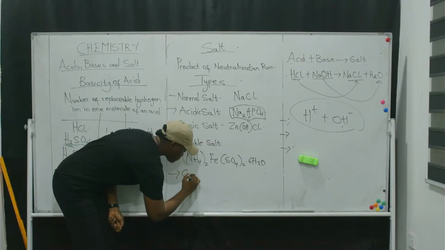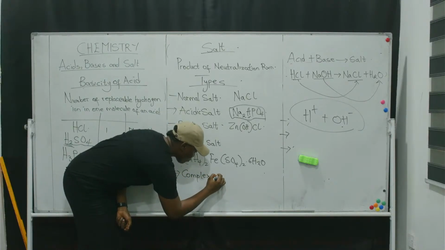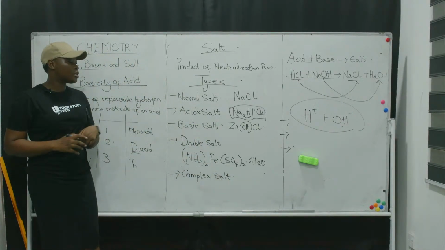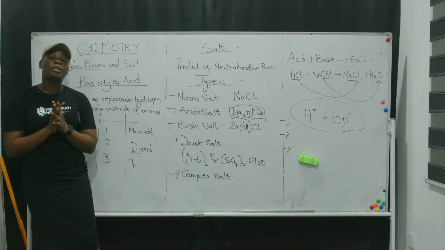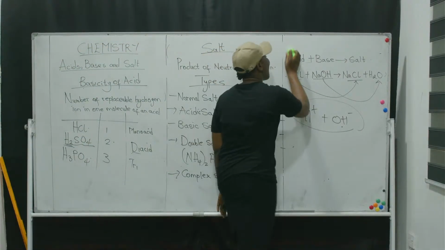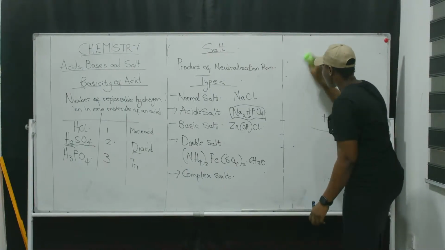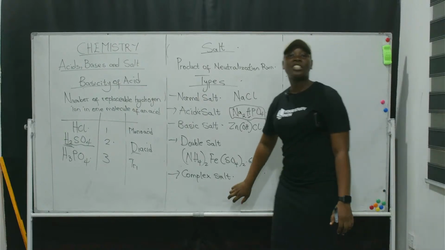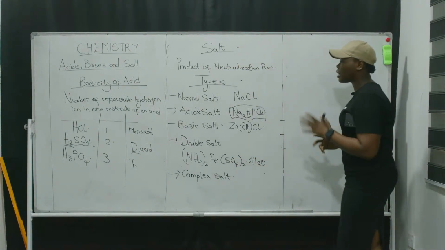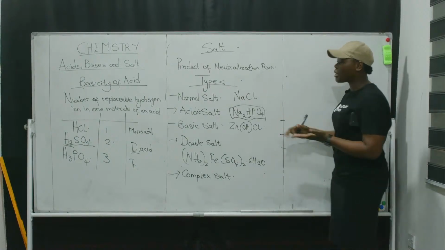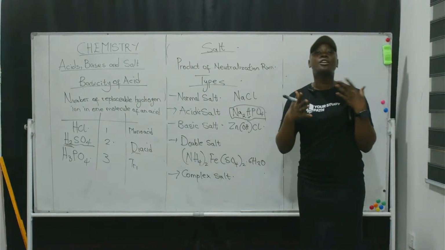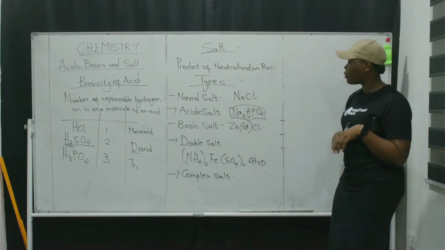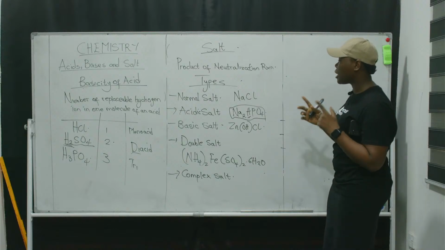Complex salt. Complex salt would be salt that has a complex ion. And we've talked about ions in this class. They are charged atoms. So when we talk about a complex ion, that means a group of ions coming together, a group of compounds coming together that have a charge on it. And so let's go through it again. We have normal salt, acidic salt, basic salt, double salt. We know double salt has 3 different ions in it. And complex salts will have a complex ion. So we're good. Let's move on fast.